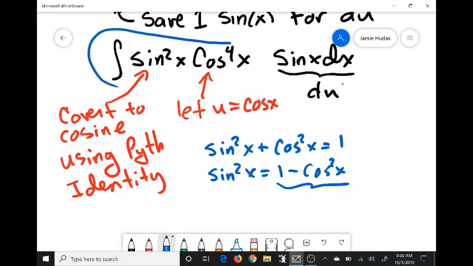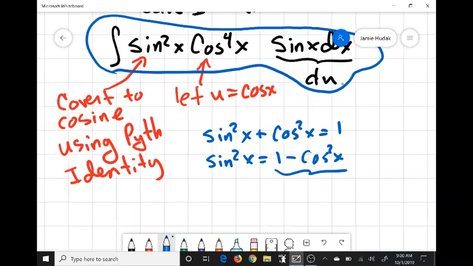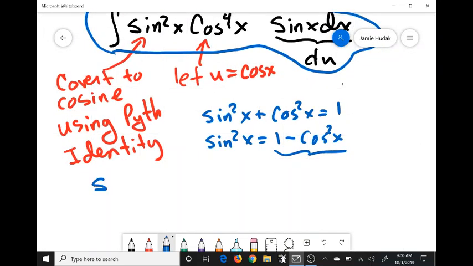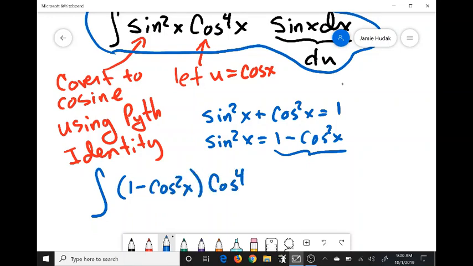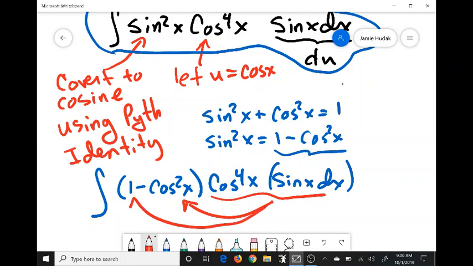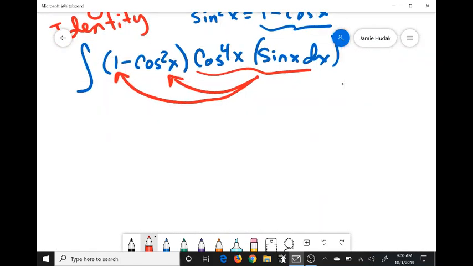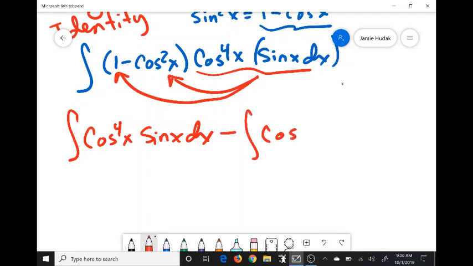So now this integral up here is going to be rewritten yet again. Sine squared x is going to be replaced with 1 minus cosine squared x. Then we have cosine to the fourth x. And then we have sine x dx. And what we can do now is we can take this whole thing and distribute it through the parentheses. This will give us 1 times cosine to the fourth x sine x dx, and then we have a minus, another integral. Now cosine squared times cosine to the fourth gives us cosine to the sixth x. We still have the sine x dx that we're distributing.